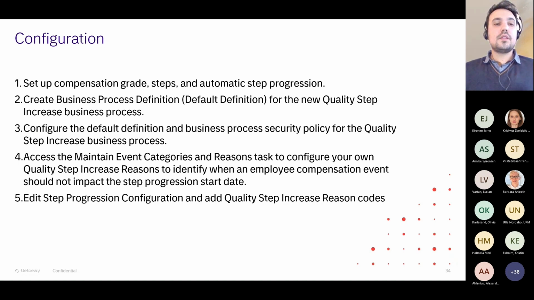You need to access maintain event categories and reason and create your own quality step increase reasons. If you have an employee compensation event and you don't want the step progression start date to be impacted by this quality step increase, you can do it. And then you need to use edit step progression configuration and add a quality step increase reason code.